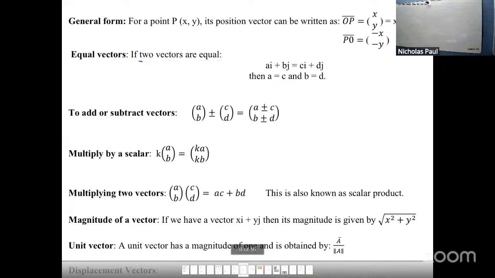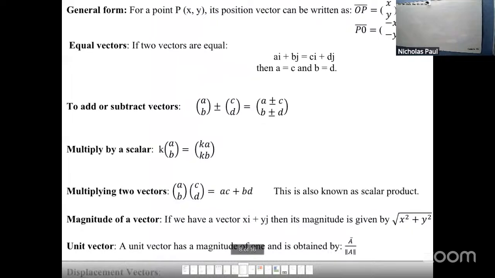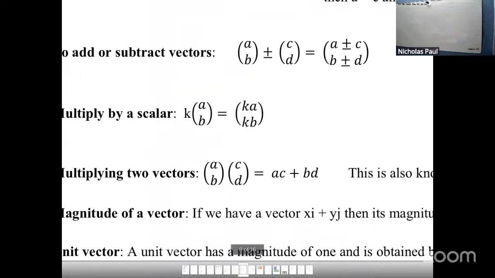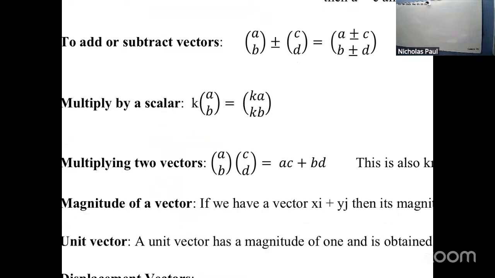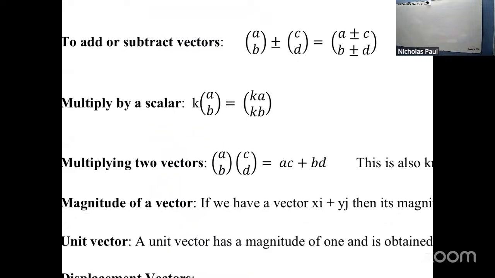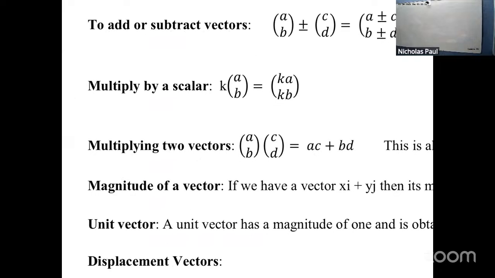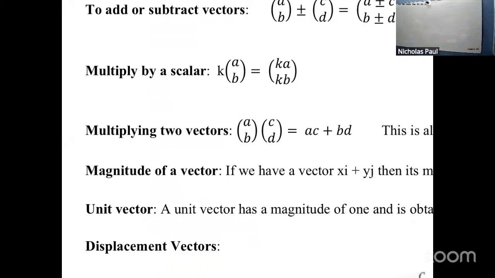Next, how do we add and subtract vectors? Add the x, add the y. What would happen if we add z now? Add the x, add the y, add the z. Same thing. How do you multiply by a scalar? Multiply both values, so you multiply k by the x value, k by the y value.